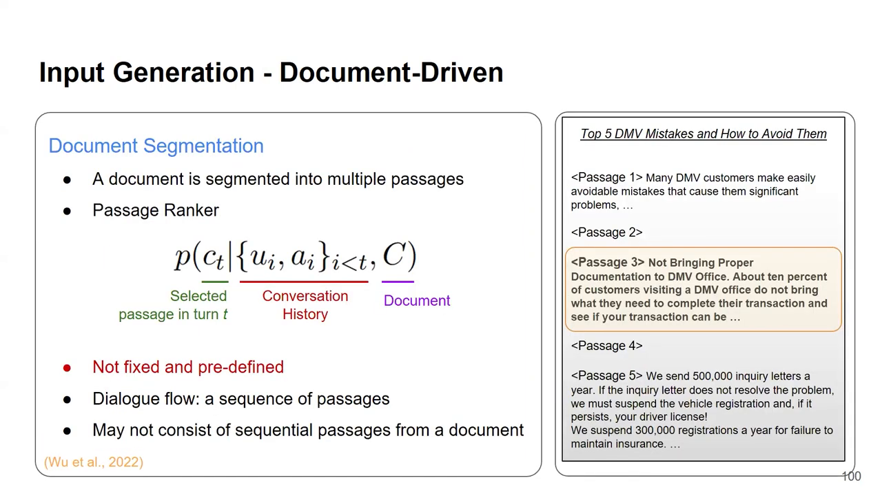The second approach for document-driven generation is document segmentation. Here the document is segmented into multiple passages, and a passage ranker aims to select the most relevant passage for generating the current turn. So here the dialogue flow is not fixed and not predefined, and it's generated during the utterance generation, or during the conversation generation. But we can say that these selected passages are related to each other because they are selected based on the conversation history. So the flow is meaningfully generated. So it's also an approach for defining a dialogue flow.